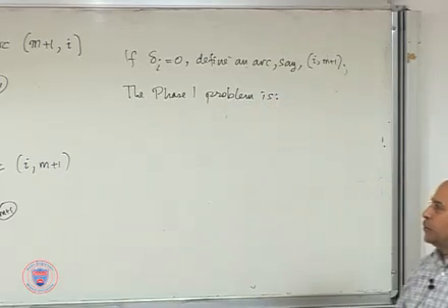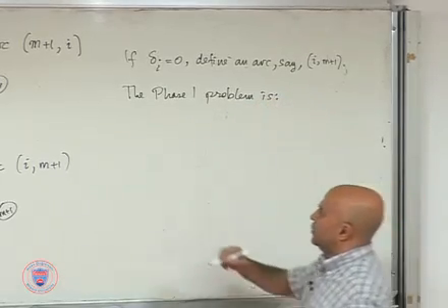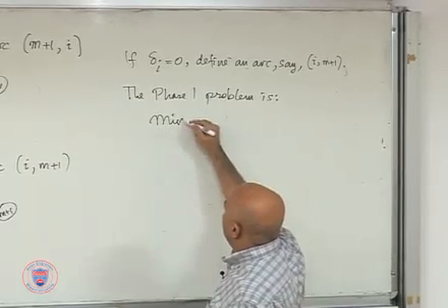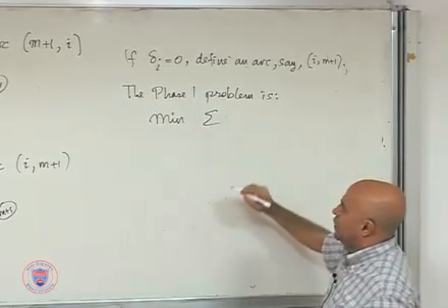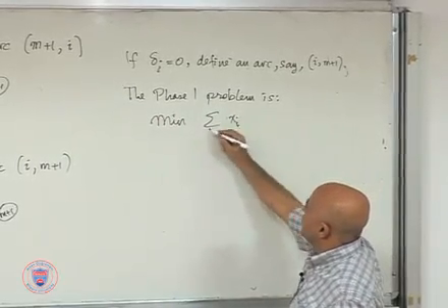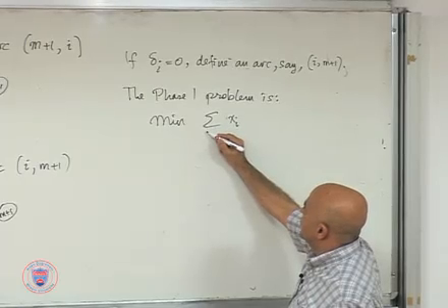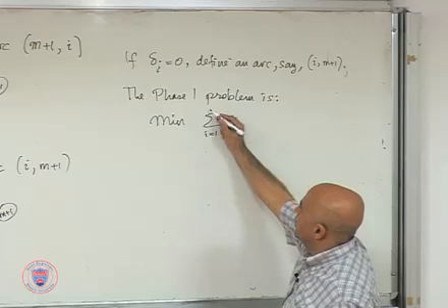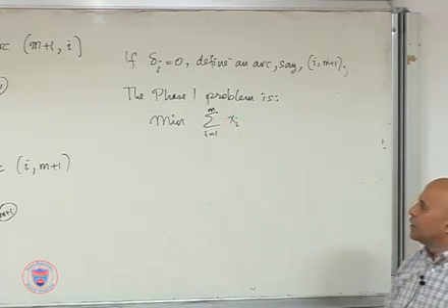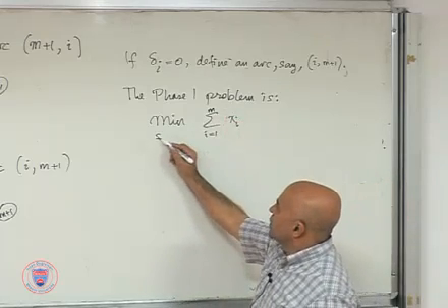Then the phase 1 problem becomes the following. You've got the additional variables now. You're trying to minimize the sum of the variables in the artificial arcs, the new arcs, i going from 1 to m, subject to.